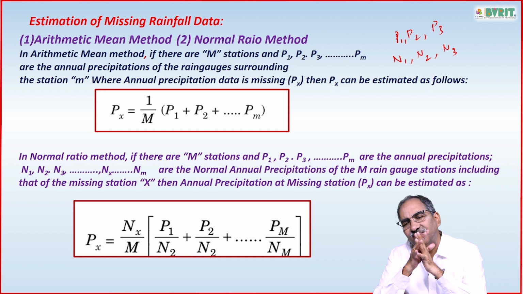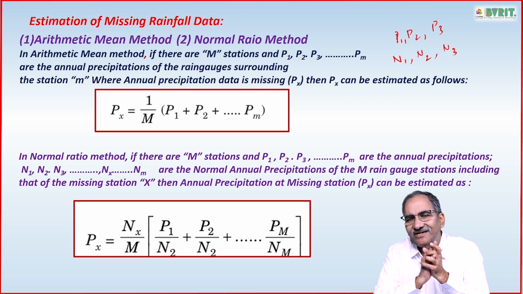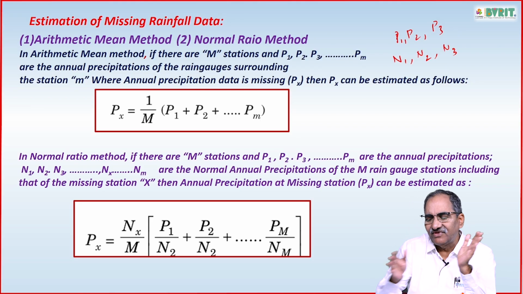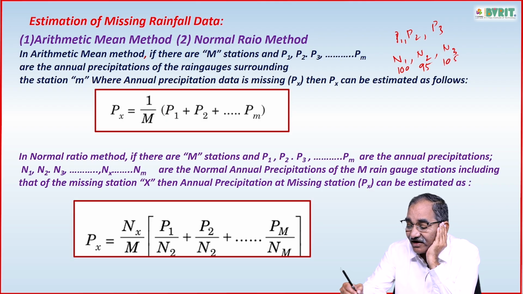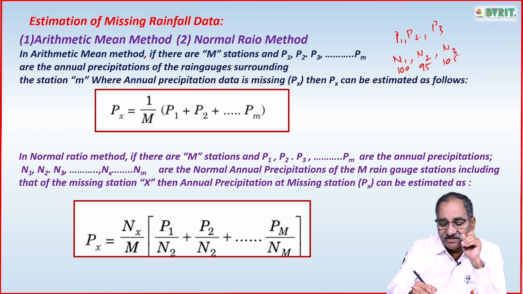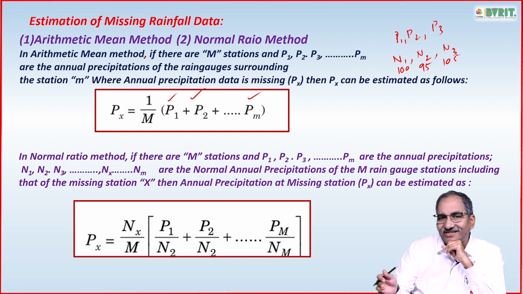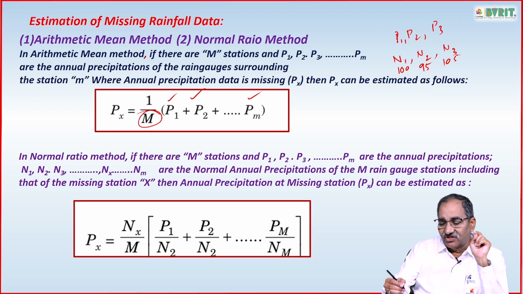If the normal annual precipitation values are not deviating more than 10%, for example, the normal annual value here is 100, here it is 95, here it is 105, so the variation you see is less than 10%. If the variation is less than 10%, then the rainfall at the missing station is equal to the sum of the rainfall values at other stations divided by the number of stations which you have. So this is the first thing.